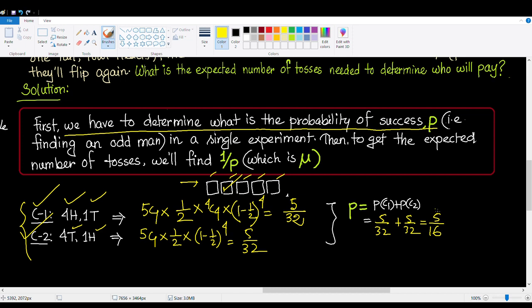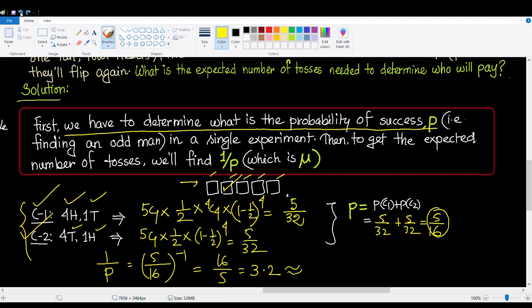All we have to do now is just invert this probability to get the expected number of tosses required for getting an odd man out. So this 1 by P would be 5 by 16 to the power minus 1, which equals 16 by 5, which is 3.2. It's not possible to run 3.2 experiments, right? Because it's a fraction.